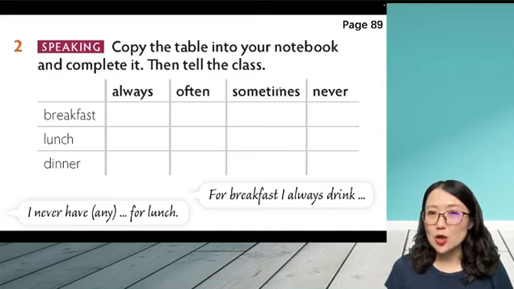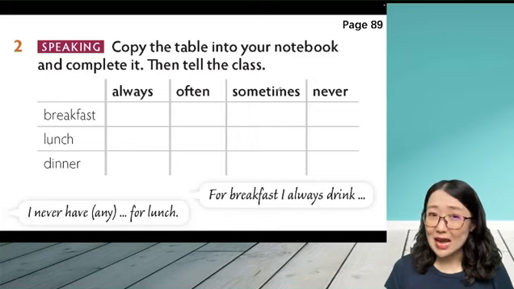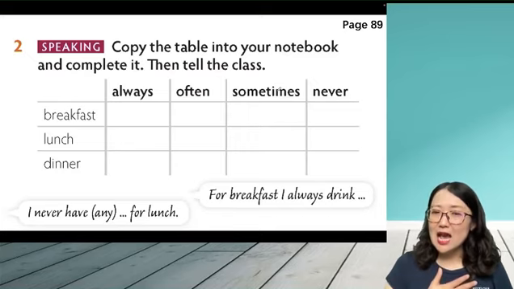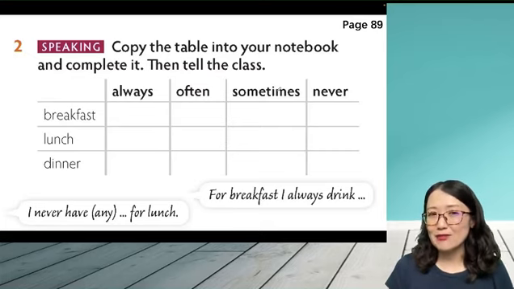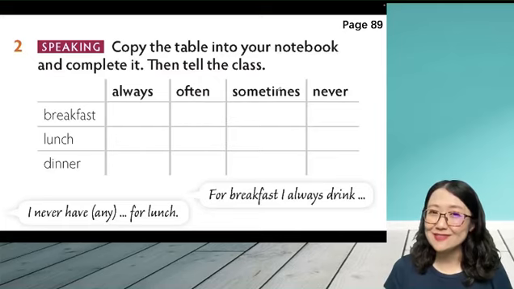Okay? And now, let's take a look at exercise 2 on page 89. And you are going to think about what you have for breakfast, lunch, dinner. And you can tell me, what do you always have for breakfast? For me, I always have bread for breakfast, or I always have coffee for breakfast. What about you? Maybe I sometimes have like 包子, steamed bread for breakfast, right? What about you?